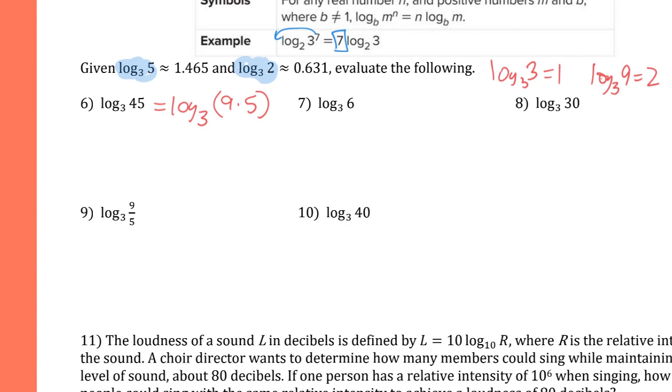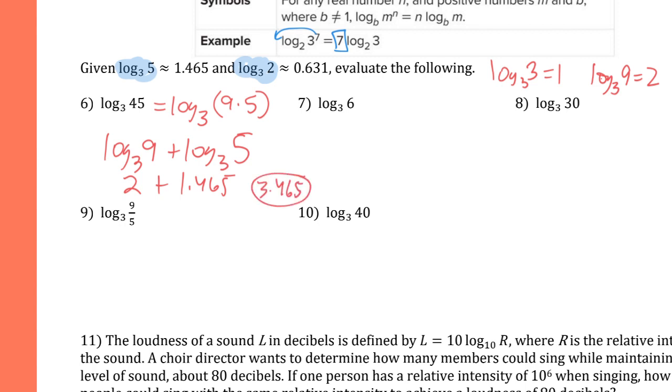Well, then how can you write this as two different logarithms? You could do log base 3 of 9 plus log base 3 of 5. Because if you've got two logs added, you can write it as the product of those arguments. Well, this is 2. Log base 3 of 5, they gave it to us as 1.465. If you add those two values together, you're going to get 3.465. So that's going to be our answer here.